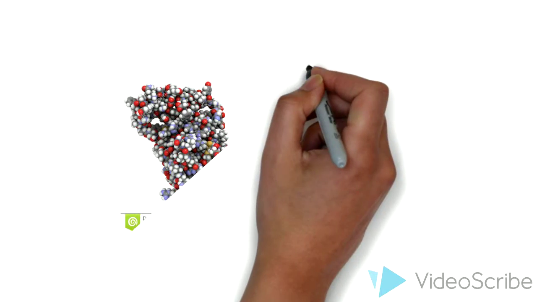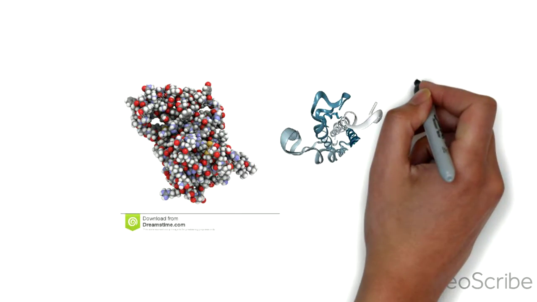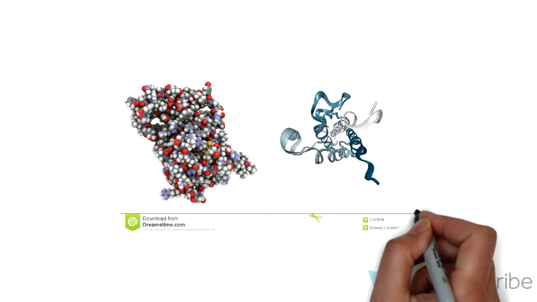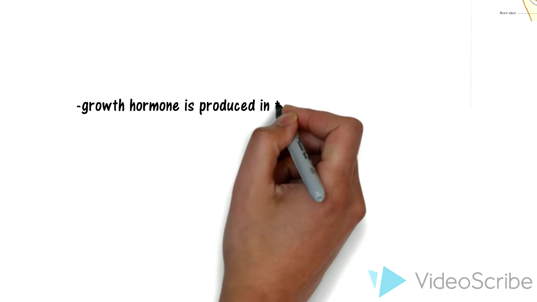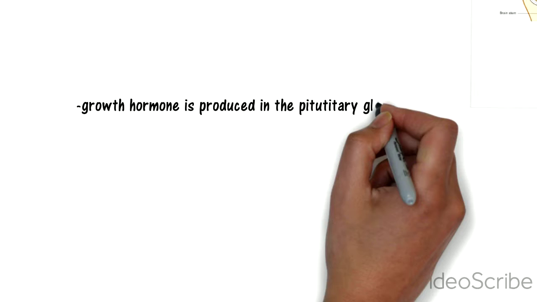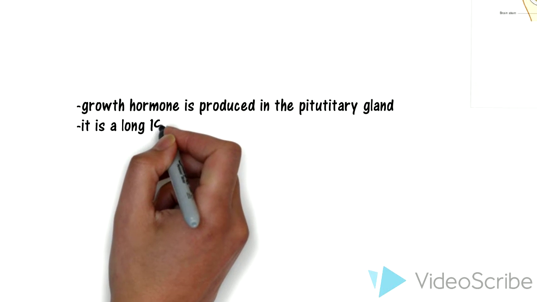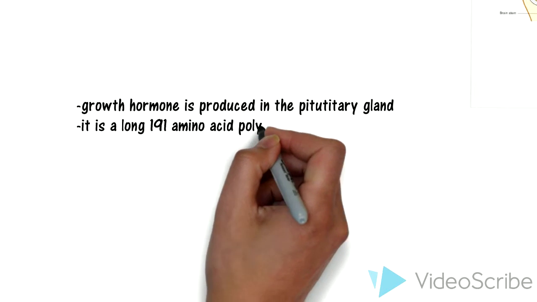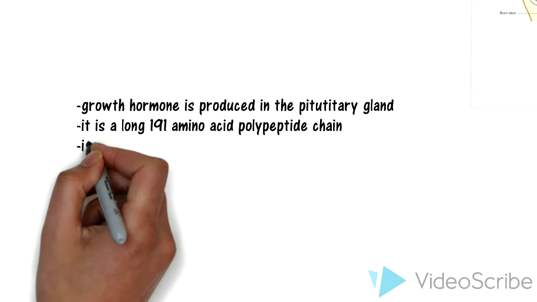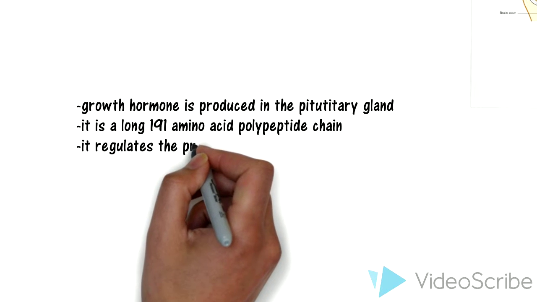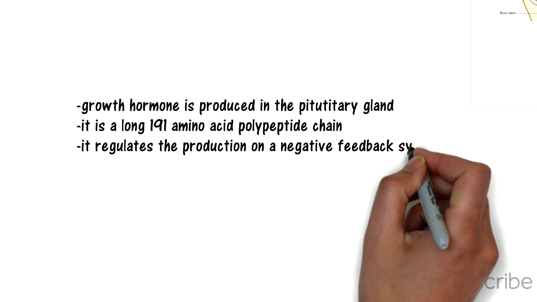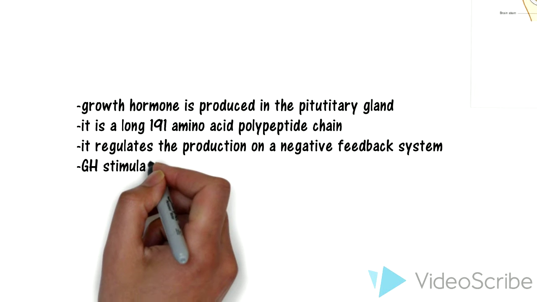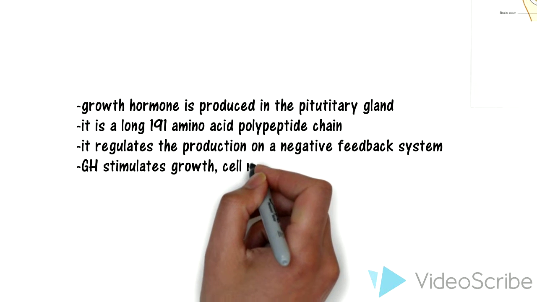This is an example of what human growth hormone looks like. It's a protein made of 121 amino acids that form a long polypeptide chain. Growth hormone is found in region 22 through 24 on chromosome 14. And it functions to stimulate growth and division of bone cells, cartilage cells, and tissues. And it operates on a negative feedback system.